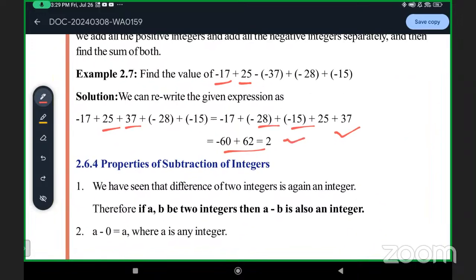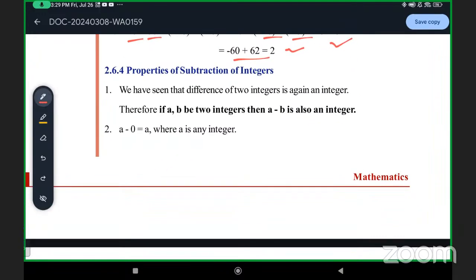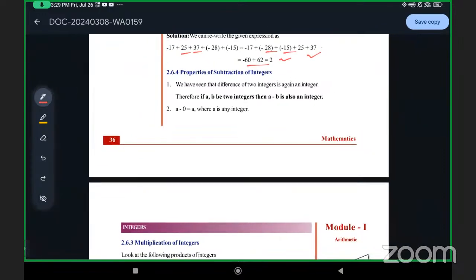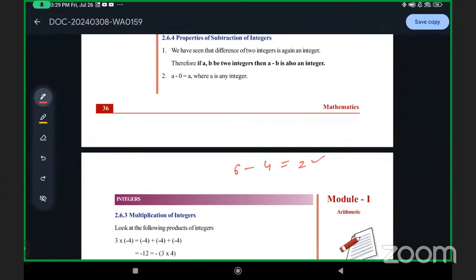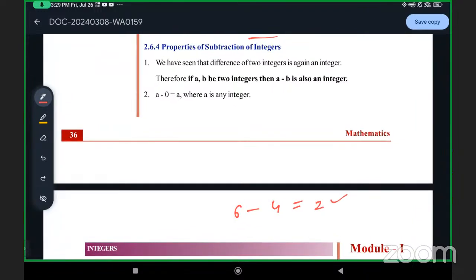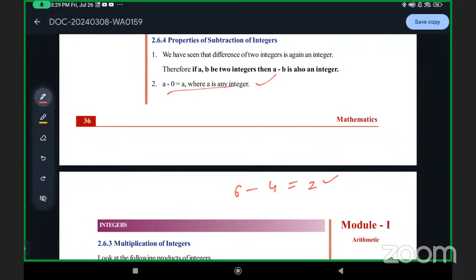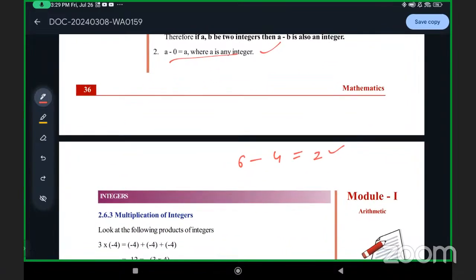Then properties of subtraction of integers. If a and b are two integers, then a minus b is also an integer. Suppose let's take 6 minus 4, both are positive integers. 2 is also a positive integer. And the same with negative ones. a minus 0 equals a, where a is any integer, positive or negative. Subtract 0, we will get a. That is an integer again.